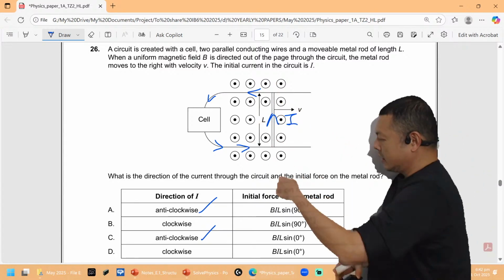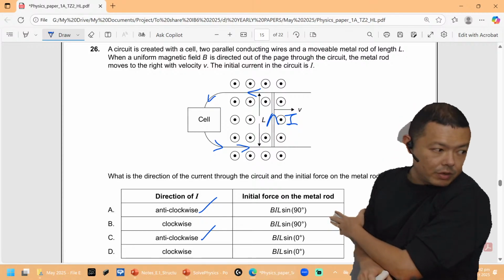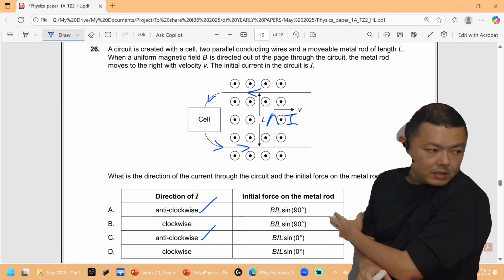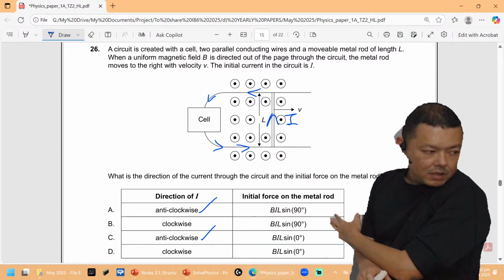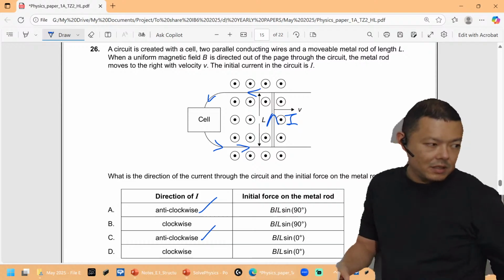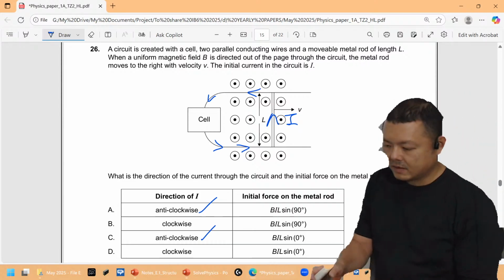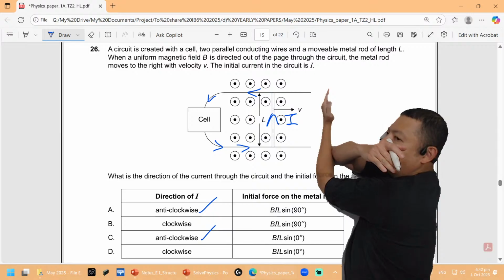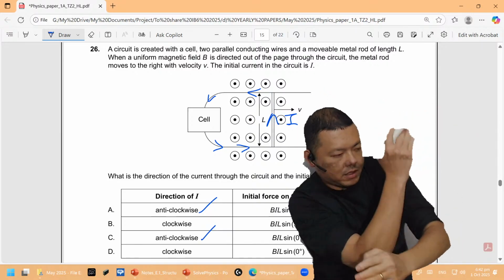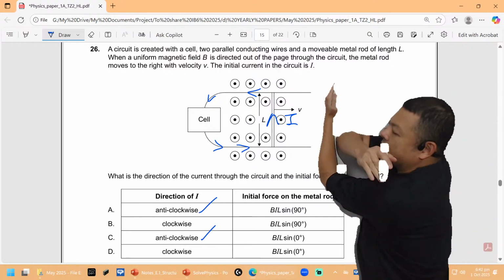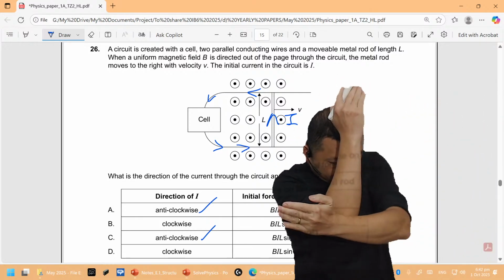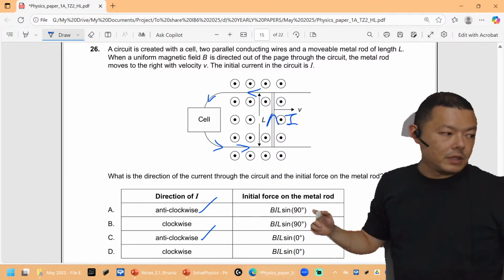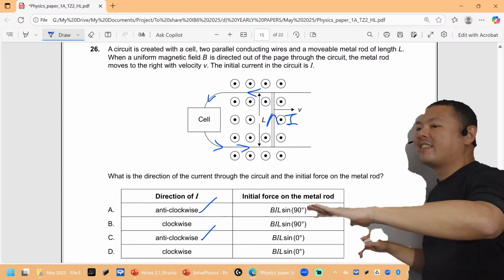Right, that's the current, right? Okay. So the force, BIL sine 90 or sine 0? Sine 90. But where's the 90? Current is pointing up, right? Field is pointing out of the page. That's the 90. You get this? So current is flowing this way, and the field is pointing this way. So the 90 degrees is here. That's perpendicular. It's the maximum force. Okay? This one, everyone okay, right? No issues, right?